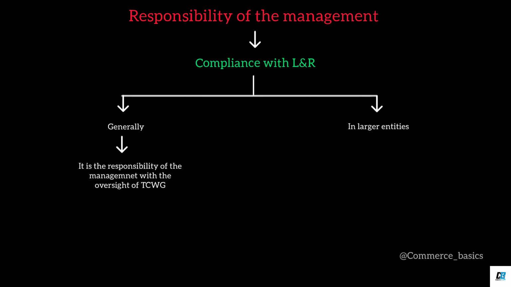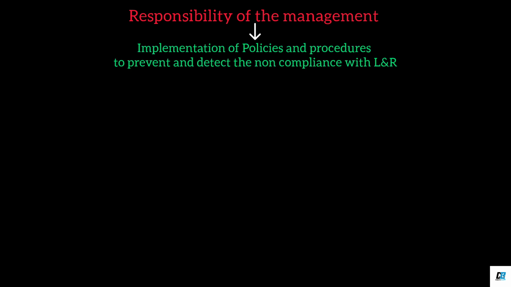But in larger entities, it is the responsibility of other teams, like they have an internal audit committee or function or some compliance function. So these are responsible for the compliance with laws and regulations. So this is the first responsibility. Next, the second responsibility of the management is implementation of policies and procedures to prevent and detect the non-compliance with laws and regulations. So here the management has to implement some policies and procedures to prevent the non-compliance, or if there is already non-compliance, to detect them and correct them.